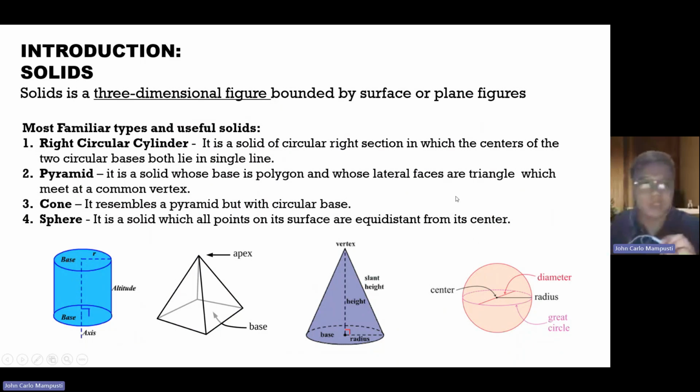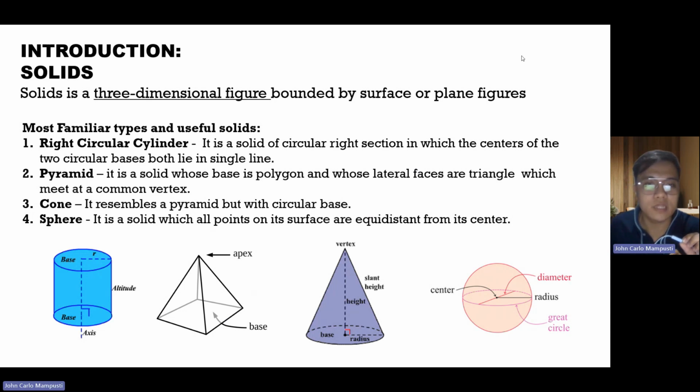So what is a solid? A solid is a three-dimensional figure bounded by surface or plane figures. Most familiar types of useful solids are the following. We have the right circular cylinder, which is here. Ito yung una natin. When we say right circular cylinder, this is a solid of a circular right section in which the centers of the two circular bases both lie in a single line.